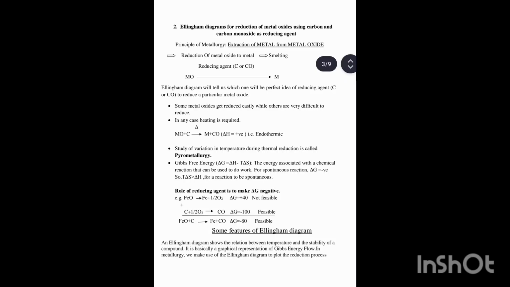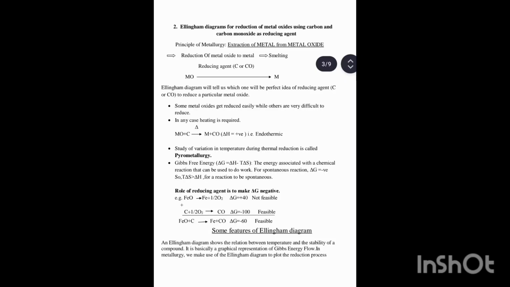Gibbs free energy is the energy associated with a chemical reaction that can be used to do work. For a spontaneous reaction, delta G is negative, so T delta S is greater than delta H for a reaction to be spontaneous. The role of the reducing agent is to make delta G negative. Some features of the Ellingham diagram.